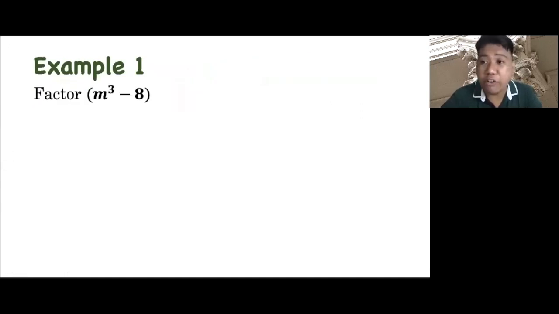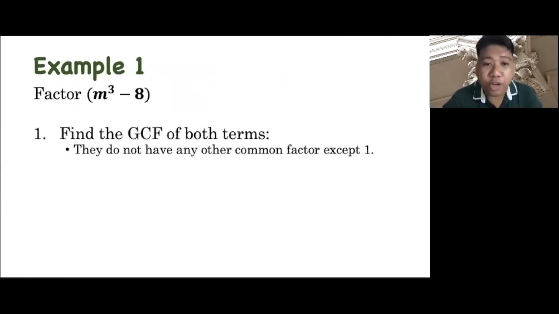Factor the quantity of m cubed minus 8. So first step natin is to get the GCF. At alam natin na ang common factor lang nila ay 1. At dahil ang common factor lang nila ay 1, wala yung masyadong bearing kapag ka-factor out natin. So let's proceed now with step number 2.